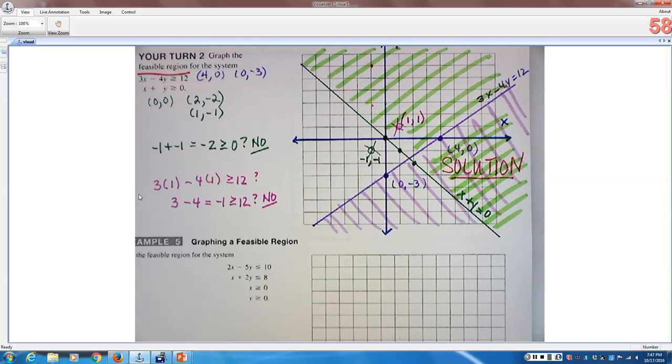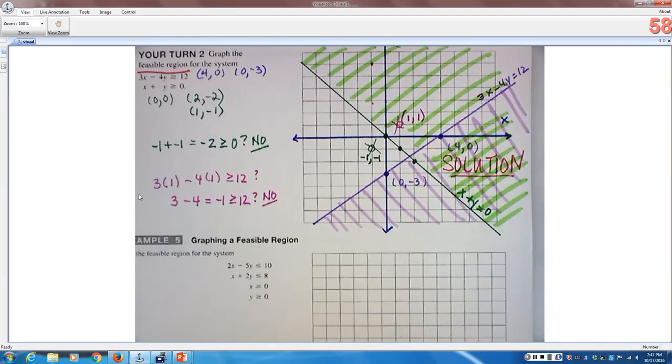Now, before I go on, let's see, how many more do we have left? I think we're close, yeah, we're close to the end of this section.